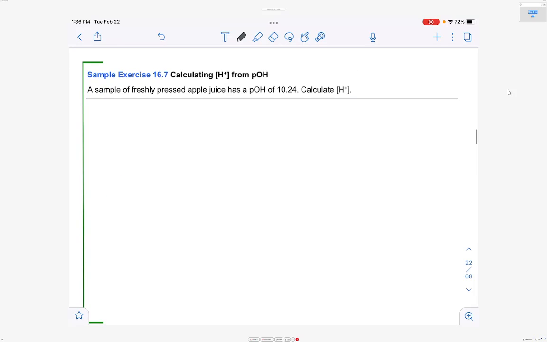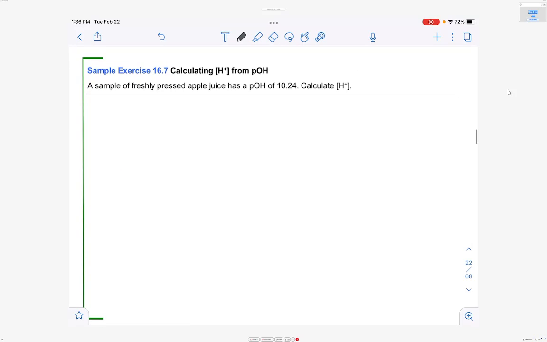Let's try a sample exercise about pOH. I'm going to read the question. A sample of freshly pressed apple juice has a pOH of 10.24. Calculate the concentration of proton. So we need to calculate the concentration of proton from pOH. In order to find the concentration of proton, we need to find the pH.